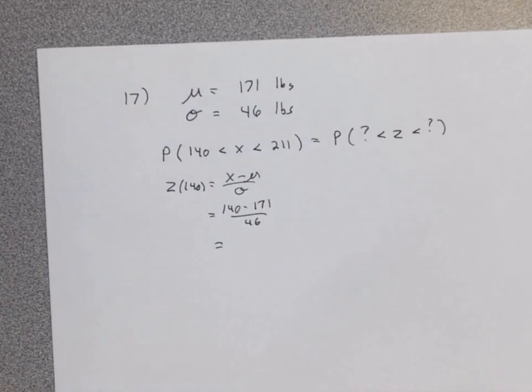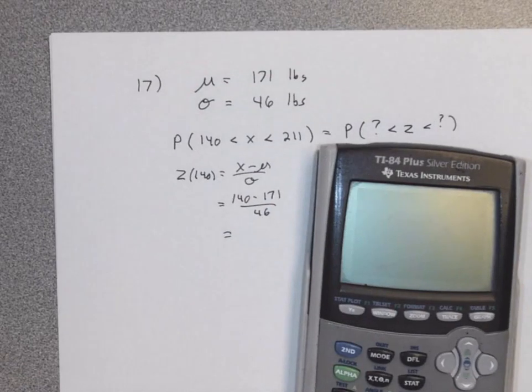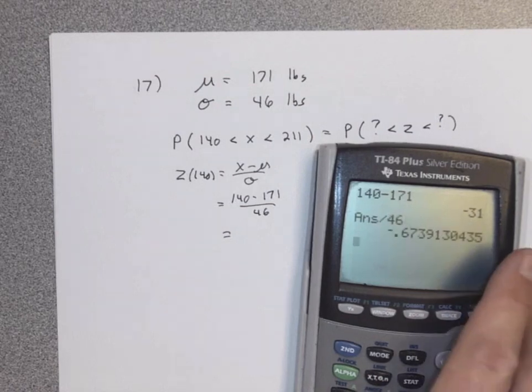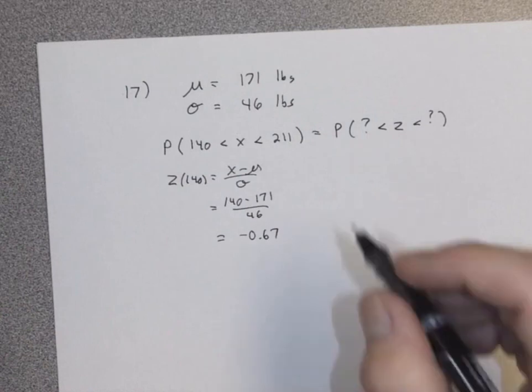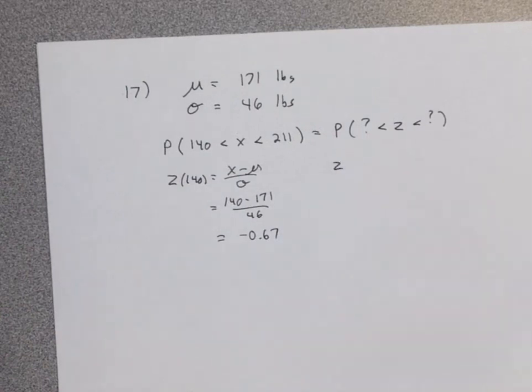So this is equal to, it's funny, you guys remember finding z-scores? It's like chapter 1. And now that's basically all we do. All right, so clear. 140 minus 171. Cool. So negative 0.67. So remember, z-scores we round to the hundredths place. The only reason why is because our table's to the hundredths place, right?